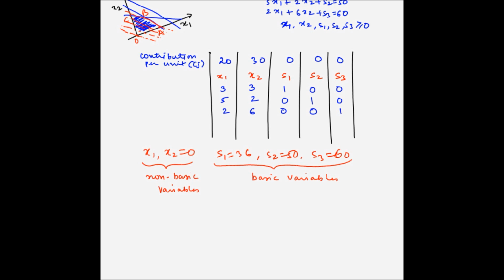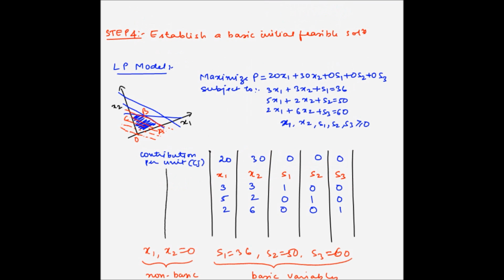So with this information now, let us complete the simplex table. So the first column is CB, which represents the coefficients of the current basic variables, which are S1, S2, S3, in the objective function. While the second column is the basis column, which represents the basic variables of the current solution.